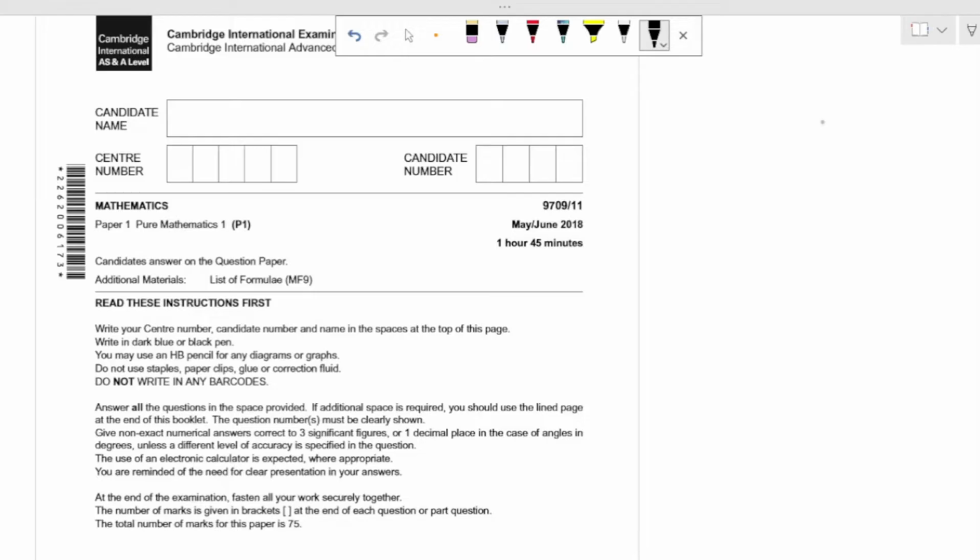So if there are any questions which are not part of the syllabus from 2024 onwards, these questions will be omitted. But of course, solving from all past papers will give you a good idea of how you'll face questions in the future exams. So today we'll be solving May June 2018 variant 1 1.